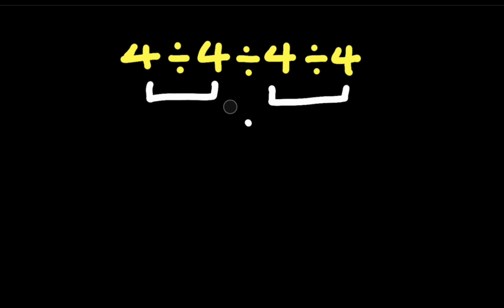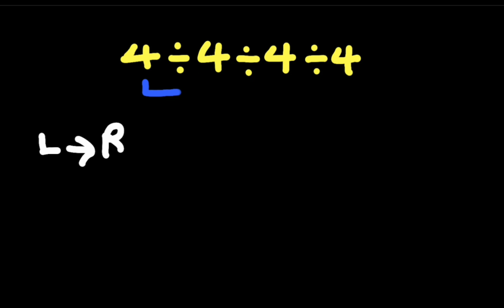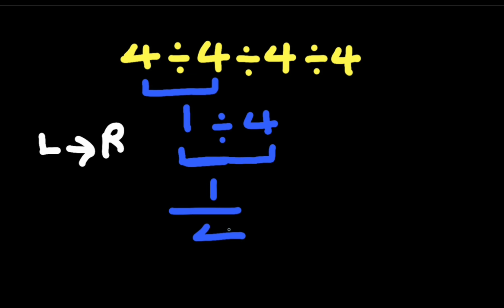As we know, when we have more than one division in one expression, we have to solve from left to right. So 4 divided by 4 gives us 1, and now 1 divided by 4 gives us 1 over 4. Now 1 over 4 divided by 4.